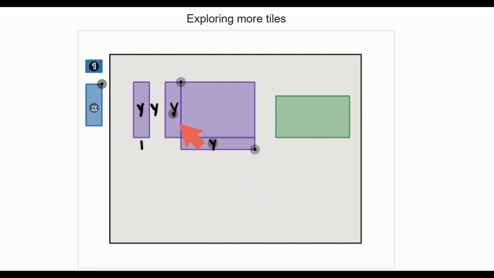If this purple shape has a height of y and a base of y, what should the area of this purple square be? Y times y is going to be called y squared. Finally, let's take a look at our green rectangle. Notice that it has a base of y and a height of x. What should we call this green rectangle? X times y is going to be xy. So here are our three new tiles. We have our y tile, we have our y squared, and we have our xy.